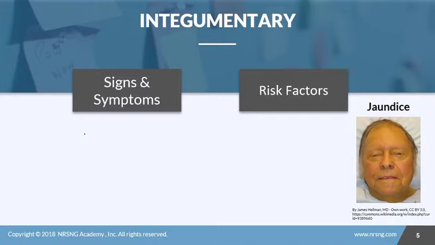So first, we will start with the skin or integumentary. There are a few things that you might notice when looking at the skin that will have a nutritional significance. First, I will start with some signs and symptoms of deficiencies. You may note the pallor of a patient that has anemia. They may be very pale looking.